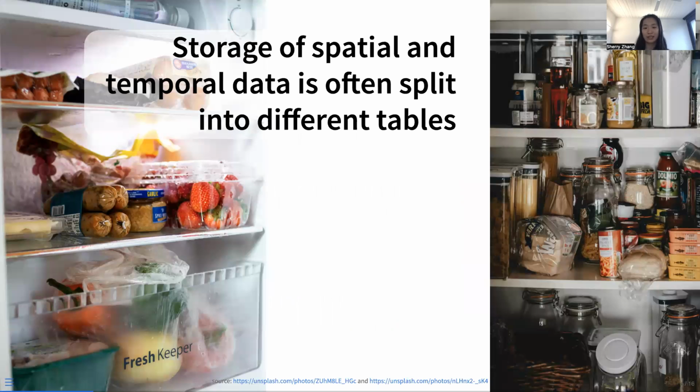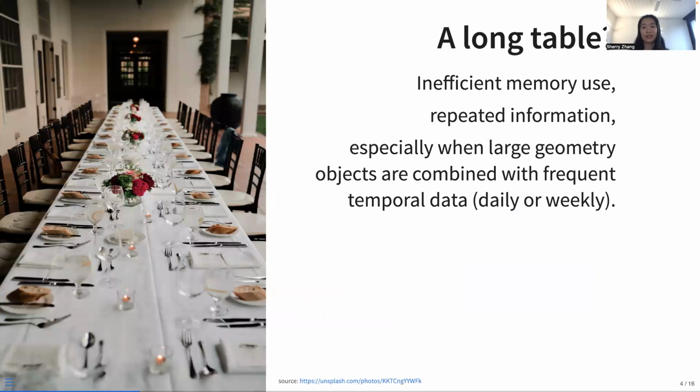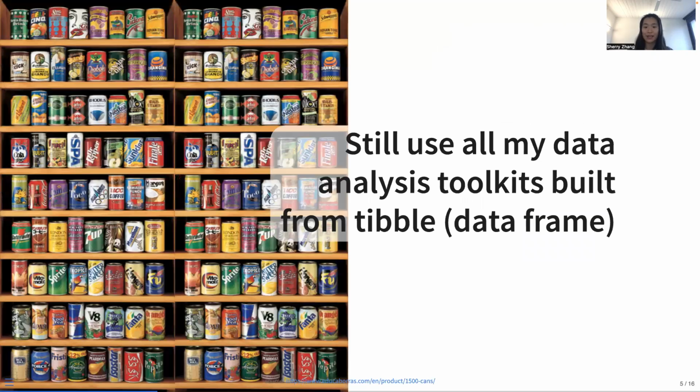Often, spatial and temporal data are stored separately, and this is convenient for data collection, but not for the analysis. Joining spatial and temporal data into a long table is not necessarily the best way to represent the data. This is because of inefficient memory use due to the repeated information, especially when large geometry objects are met with the frequent temporal data. And this motivates me to think about how to arrange spatial temporal data for data analysis.